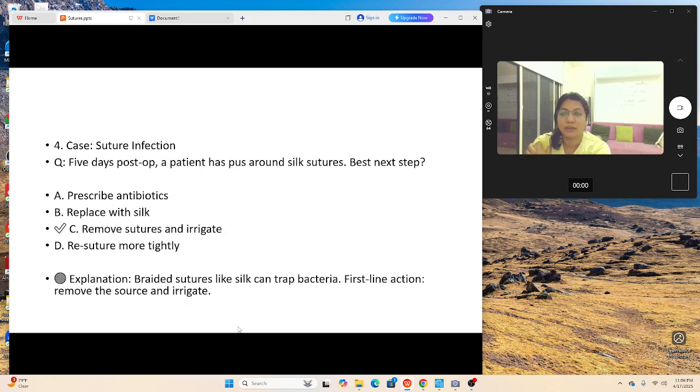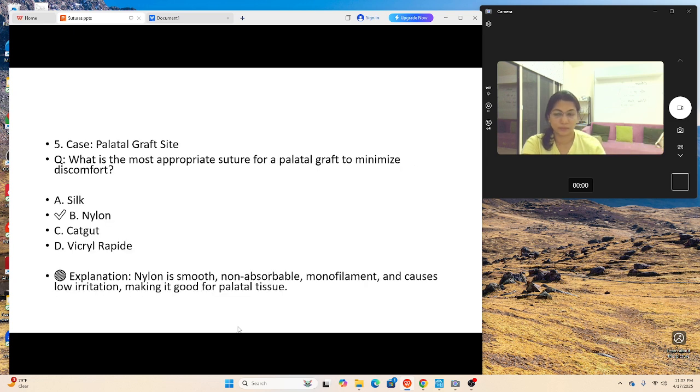5 days post-operatively, a patient has pus around silk sutures. Best next step. Prescribe antibiotics, replace with silk, remove sutures and irrigate, resuture more tightly. See, if there is pus, then you have to drain the pus. And if you have to drain the pus, then you have to remove the sutures and you have to irrigate. You cannot just give antibiotics. The first line in the Australian Dental Council guideline says, whenever there is pus, you have to drain that area. So if that requires removal of sutures, you have to do so.